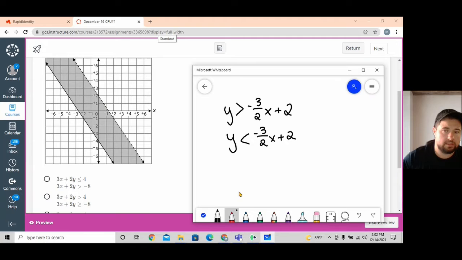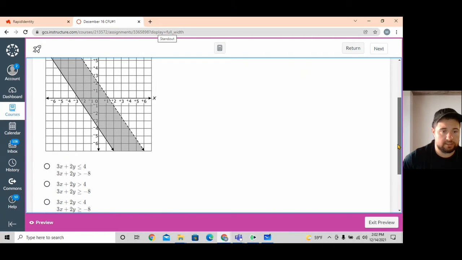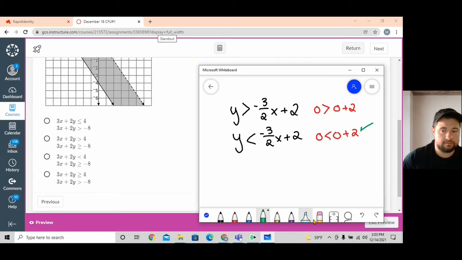So I plug in 0. Is 0 greater than negative 3/2 times 0, so that's 0 plus 2, or is 0 less than negative 3/2 times 0, 0 plus 2? And the correct answer, because 0, 0 was shaded in, is actually this one right here. So that is the equation I am looking for, and that's important for you to remember as I go through these answer choices. So I'm going to rewrite that up at the top. Looking for y is less than negative 3/2 x plus 2.